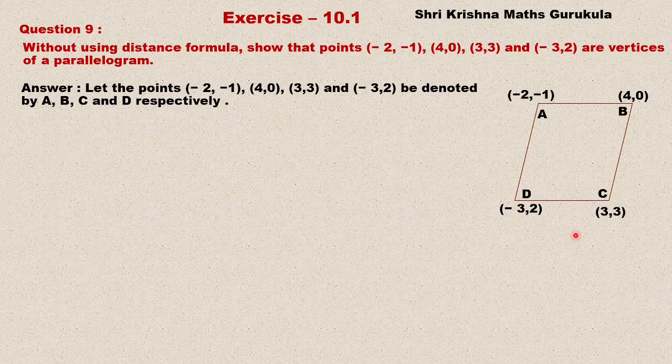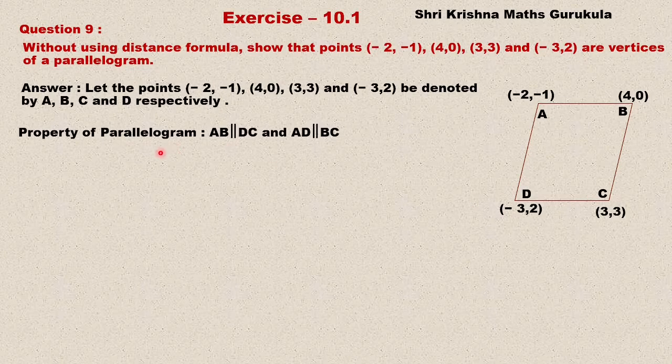There is a very important property of a parallelogram that we are going to use here. What is that? Opposite sides of a parallelogram will be parallel to each other. That is, AB and CD are opposite sides, they will be parallel to each other. AD and BC are opposite sides, they will be parallel to each other. So that is what we are going to prove now. We are not using the distance formula and finding the distance of AB, BC, CD and all. We are writing the property of a parallelogram here: AB parallel to DC and AD parallel to BC. This is what we are going to prove now.